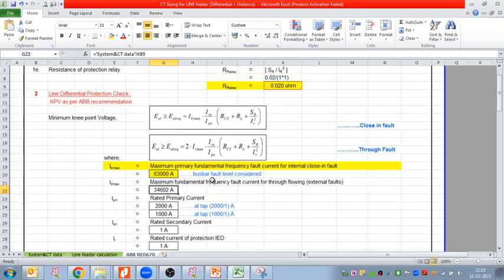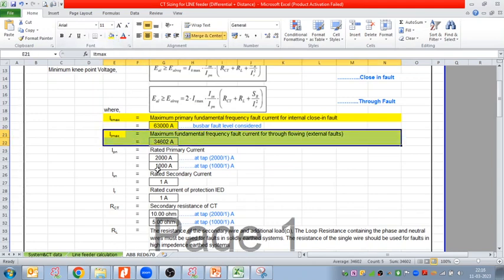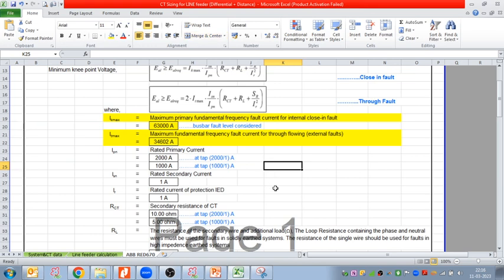So now in this calculation, I K max is 63, IT max is 34602. I hope that now you are clear with the IT max, how this 34602 current is coming, right?